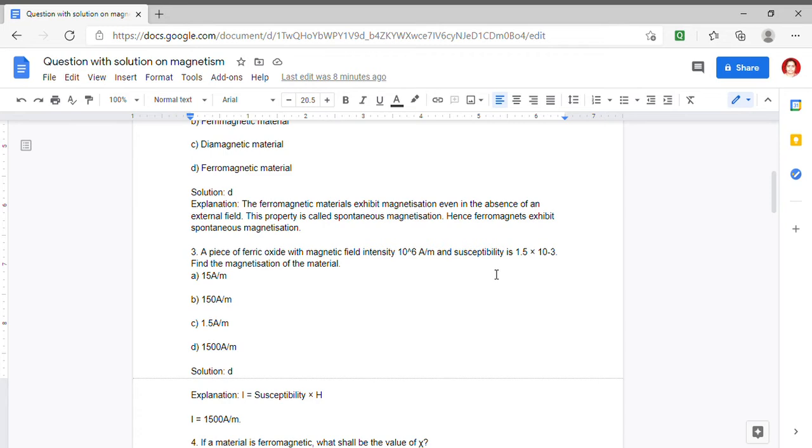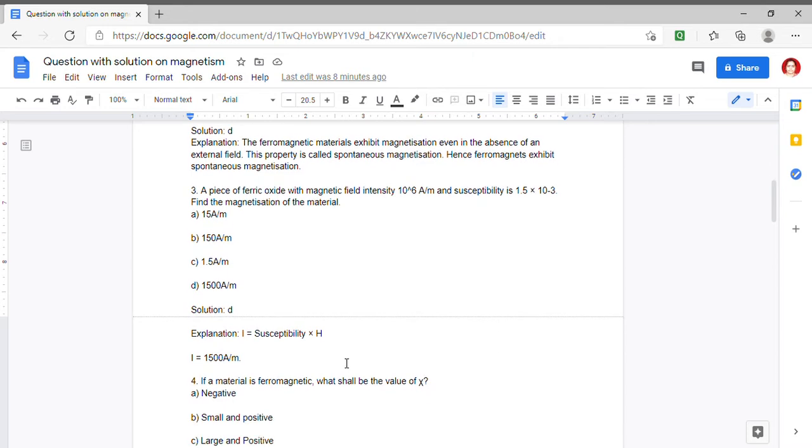We know that susceptibility chi is equal to I upon H. Here H is the magnetic field intensity and I is the magnetization. So the formula which we are going to use is I equal to susceptibility into H. Now putting the values, the susceptibility is 1.5 into 10 raised to power minus 3 and H is 10 raised to power 6. So using these, we get the magnetization of the material to be 1500 and the unit of magnetization is ampere per meter. So the correct solution among the options which are given is D.